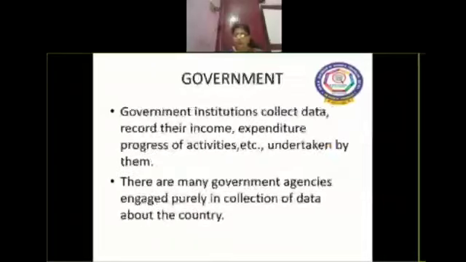For example, there are many government agencies about the country, like national income, and how much they are going to spend for the benefit of the people, and how much they are going to invest in creating employment opportunities to the people, and how they are going to implement various plans in industrial sector, agricultural sector. All these things help the government to formulate and carry out its process successfully.